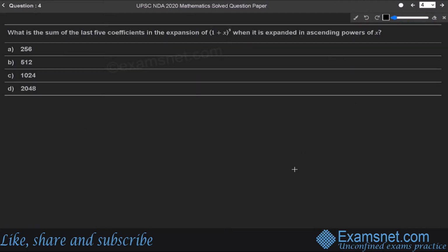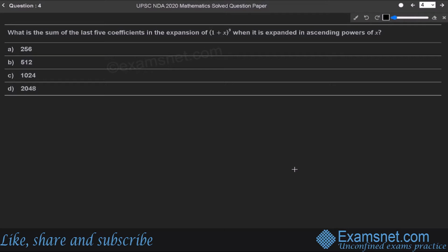Next question is, what is the sum of the last 5 coefficients in the expansion of (1 plus x) to the power 9 when it is expanded in ascending powers of x? This is a question from the expansion and binomial theorem. This type of question comes many times in the exams, so you need to understand this very carefully.